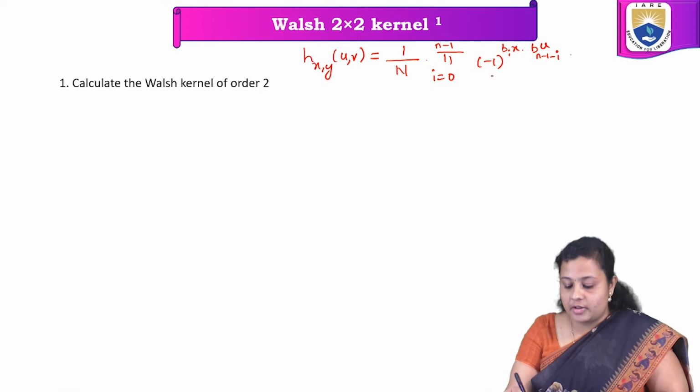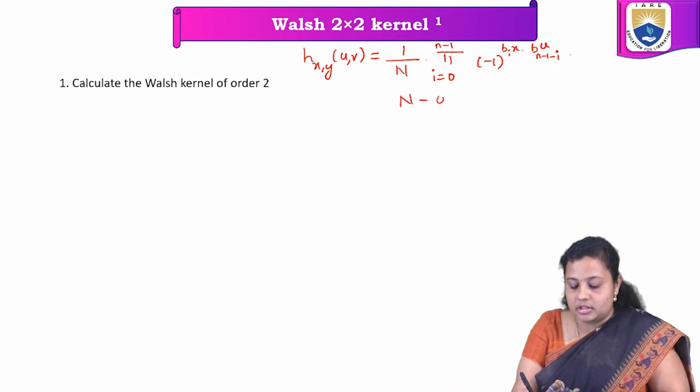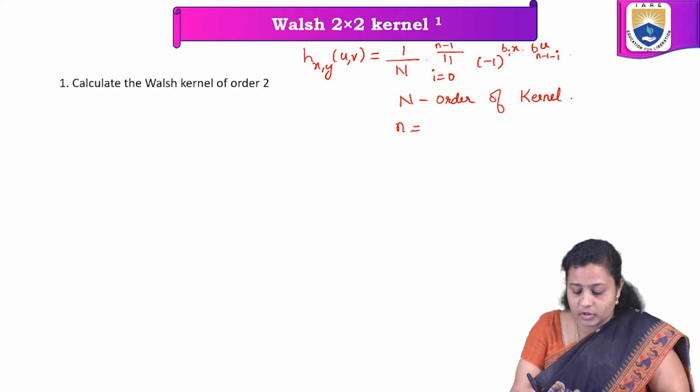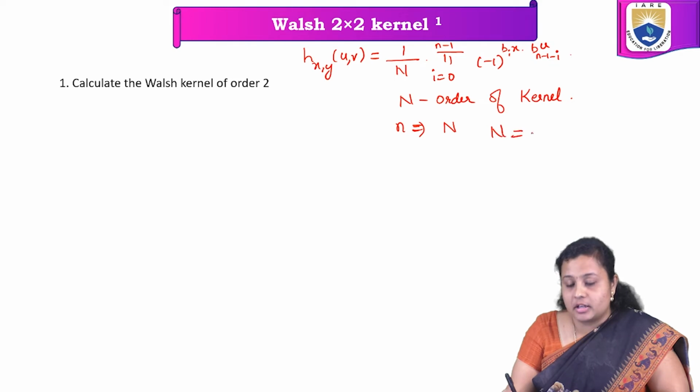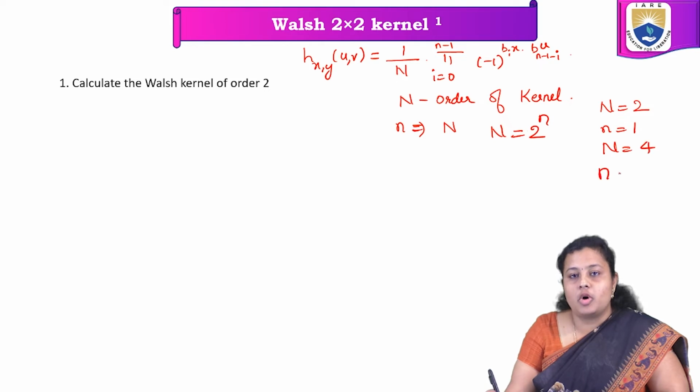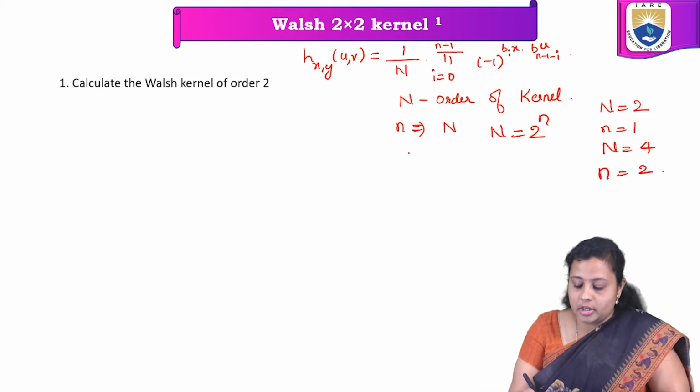So we have said that capital N is the order of our kernel, whereas small n is given from capital N. How? Capital N can be represented by 2 power n. So if capital N is equal to 2, then small n will turn out to be 1. If capital N is equal to 4, then small n will turn out to be 2. Right?